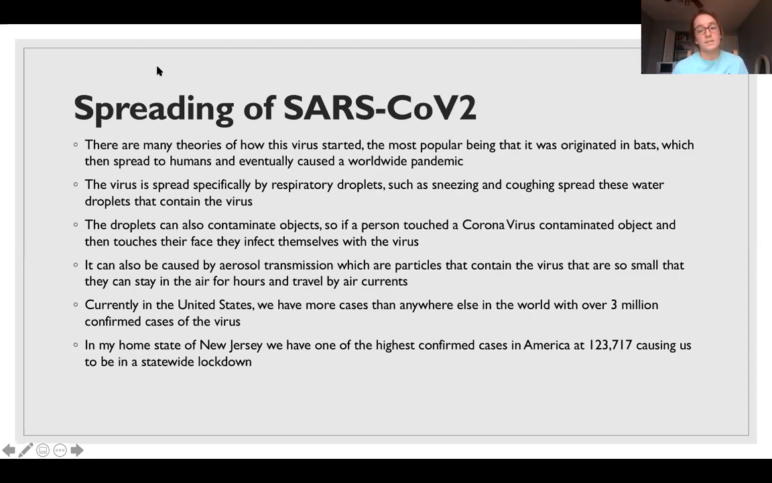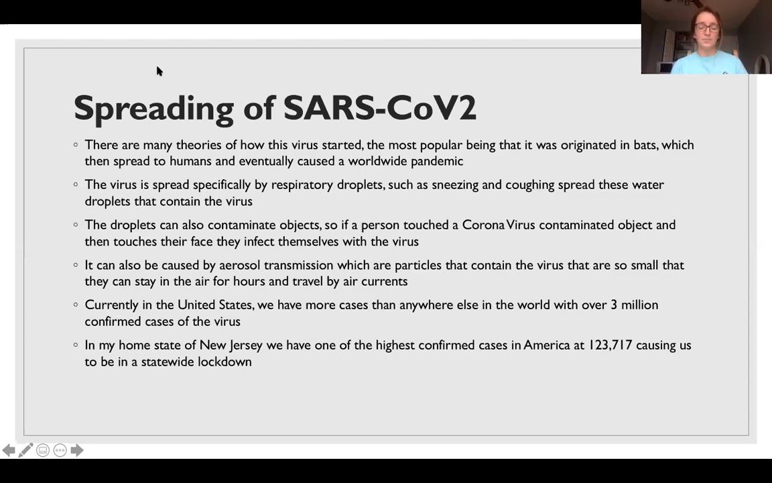Spread these water droplets that can contain the virus, which is pretty normal when we're sick, when we sneeze and cough. Respiratory droplets can be everywhere, even when we're just talking, these droplets can come out. And so these droplets also can contaminate objects. So if a person who had the coronavirus coughed or sneezed on a table, their respiratory droplets can contaminate this table, and anyone can touch this table and then maybe touch their mouth or eye, which can infect themselves with the virus.